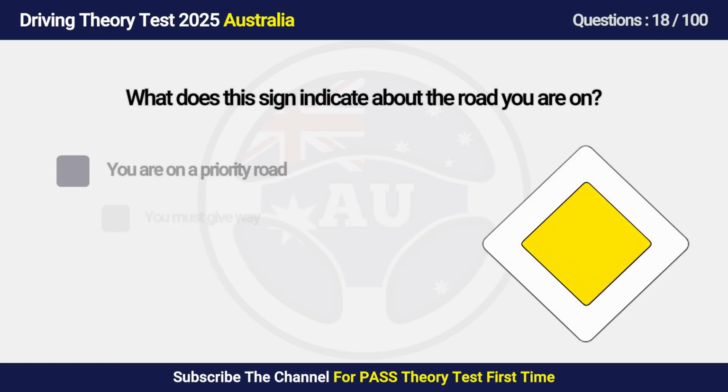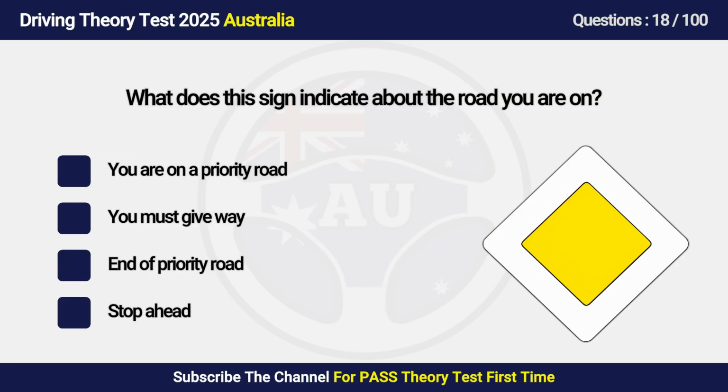Question 18. What does this sign indicate about the road you are on? A. You are on a priority road. B. You must give way. C. End of priority road. D. Stop ahead.